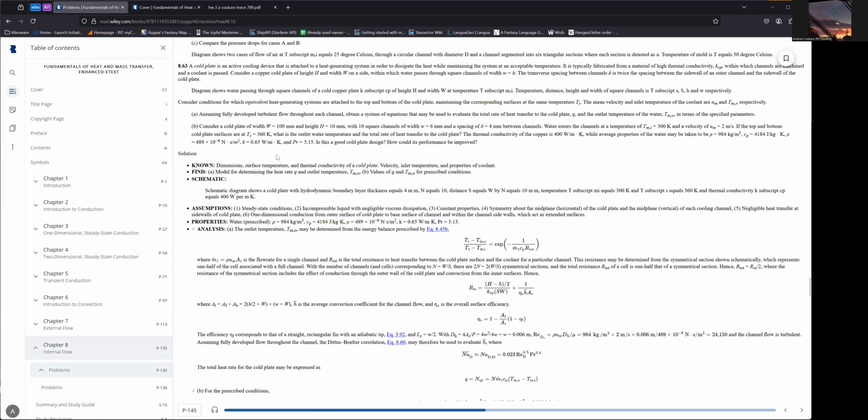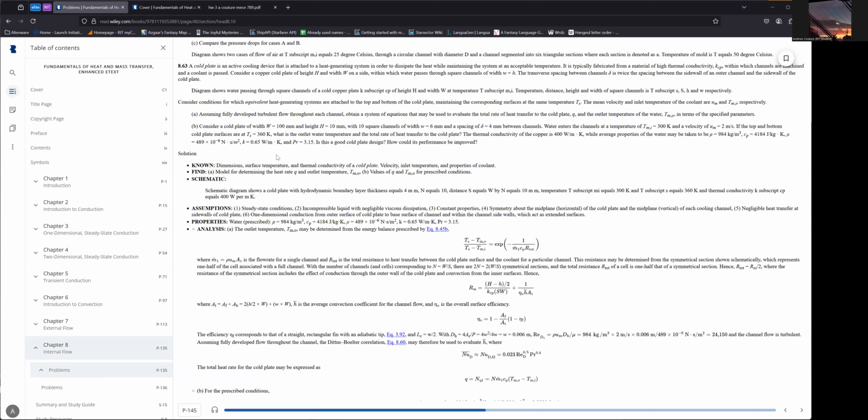The problem is essentially asking for, imagine like a hot plate. Where it says here, a cold plate is an active cooling device that is attached to a heat generating system in order to dissipate the heat while maintaining the system at an acceptable temperature. Imagine you have a chip for a computer and you're trying to water cool it. This is essentially what we're calculating here right now.